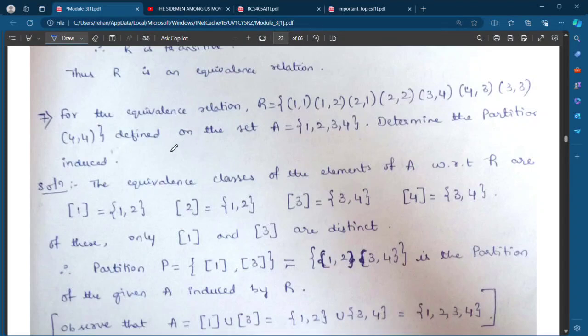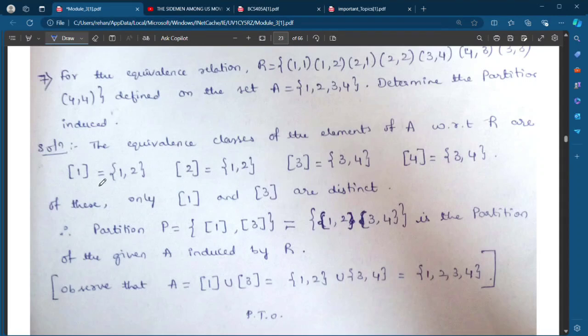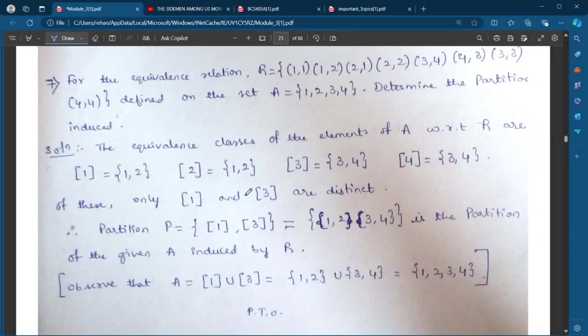Define on the set A the partitions induced. The equivalence classes of the elements of A with respect to R are: for 1 I have only 1, 2. For 2 I have 1, 2. For 3 I have 3, 4. For 4 I have 3, 4. Of these only 1 and 3 are distinct. So the equivalence classes among these are for 1 and for 3. Therefore the partition {1, 2}, {3, 4} is a partition of the given A induced by R.